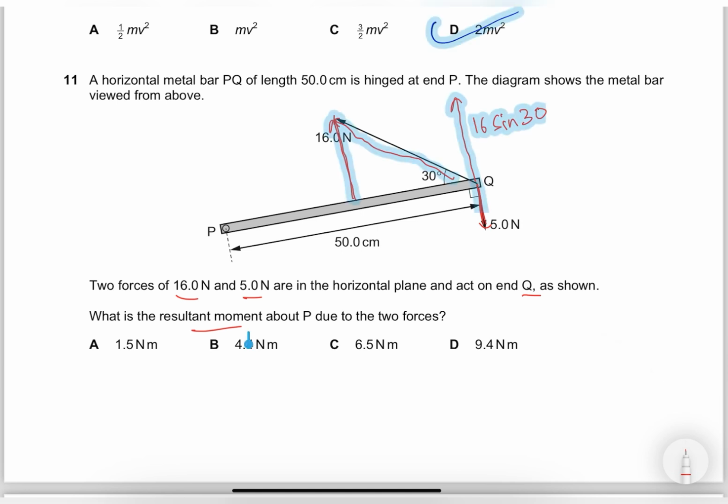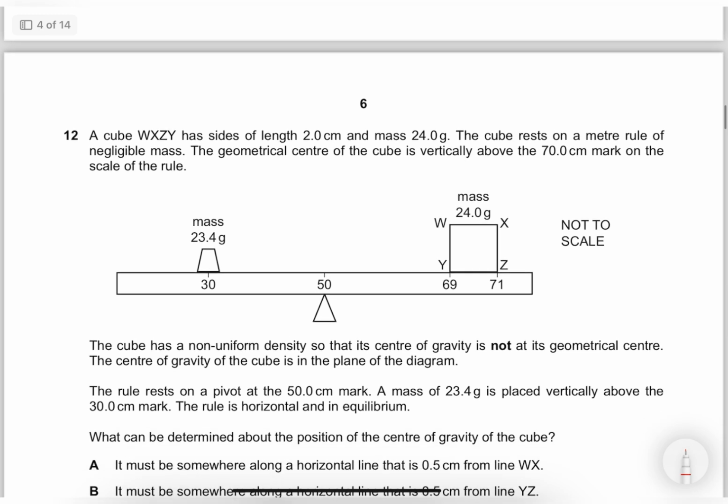So what will be the moment? Total moment will be clockwise minus anti-clockwise. So it would be 5 into, what is the distance in meters? 0.5, minus 16 sine 30 times 0.5. You will get your answer as 1.5 Newton meter. You will get the answer in negative because I have subtracted anti-clockwise; otherwise, you can subtract anti-clockwise from clockwise as well. Let us move on to the next question.